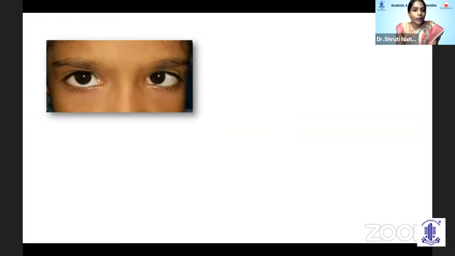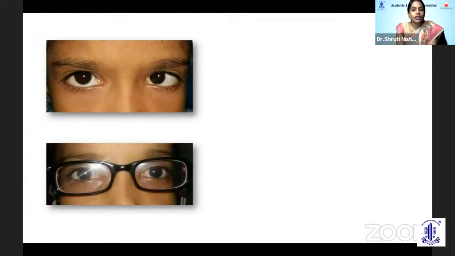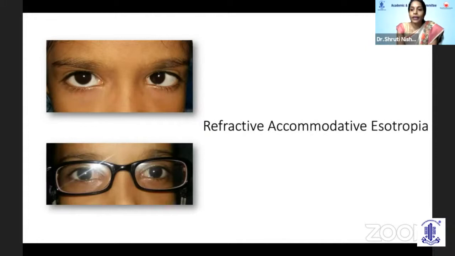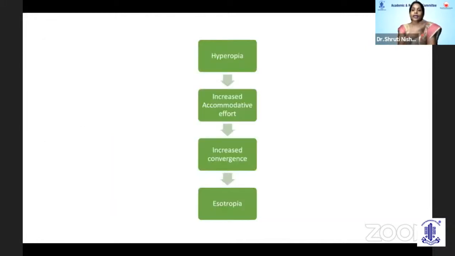Like any well-meaning pediatric ophthalmologist, the first thing we do when there is a squint plus a hyperopic correction is to give a full cycloplegic correction. And so after full cycloplegic correction, you can see that she has completely corrected. So this is nothing but a refractive accommodative esotropia. Now, this was already covered by Dr. Vaishnavi. I'm just going to elaborate more.